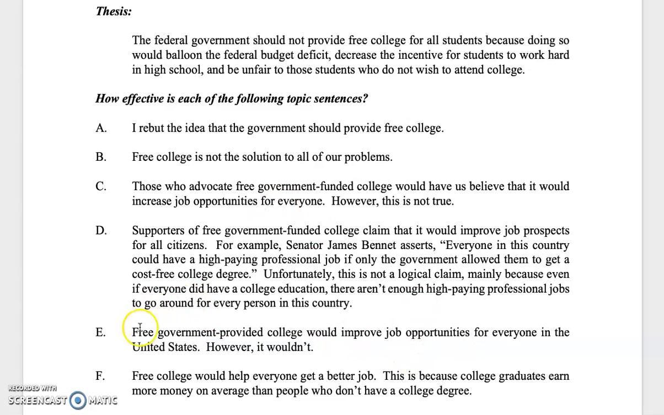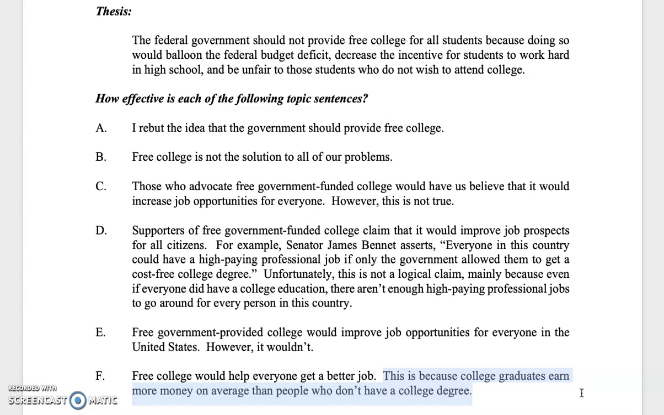So this shows you the importance of signaling language, right? Supporters of claim, or those who advocate would have us believe. It's important to do that so people don't get confused and think that you've changed sides. F, same thing here. There's no signaling language there. Free college would help everyone get a better job. So again, it sounds like you've changed sides to that. And then it just gives kind of a reason for that side.